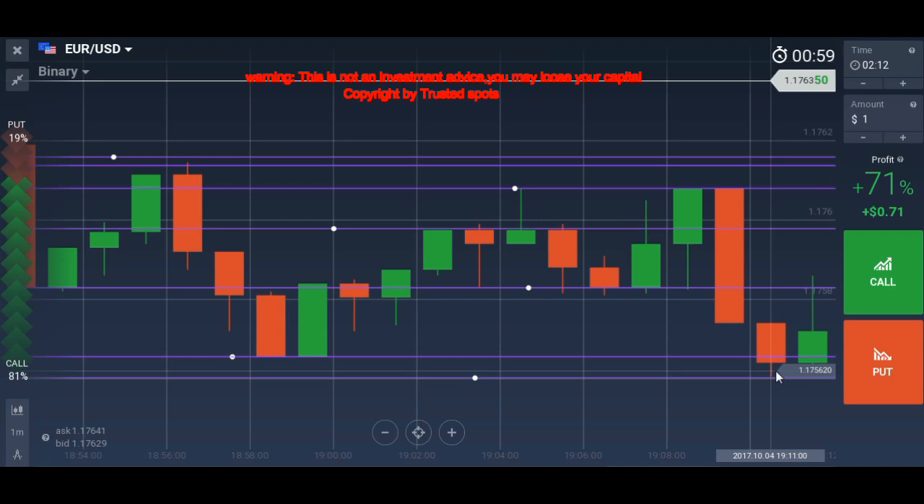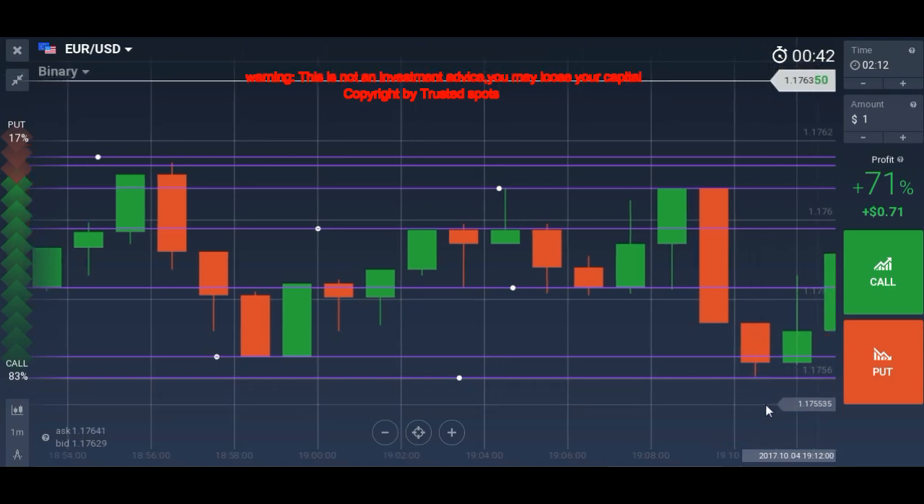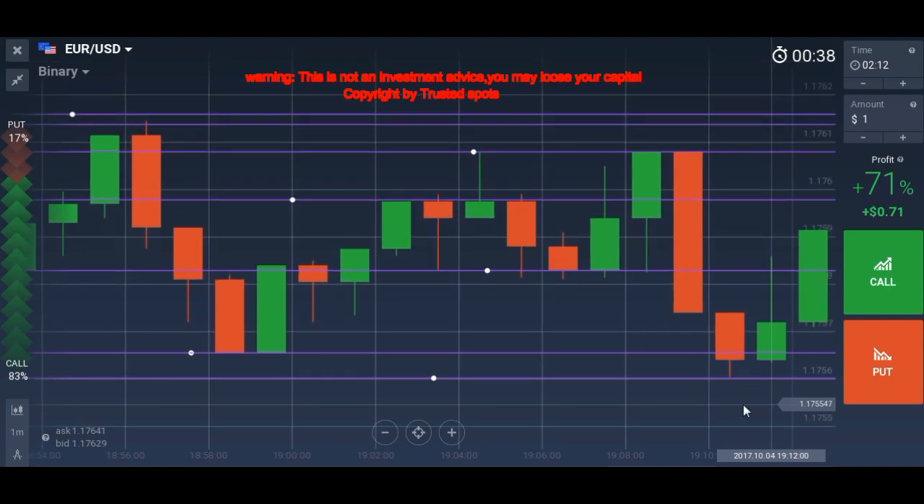Suppose the market starts to go up and hits that level, and if you have a rejection and you have a confirmation, you can place a put. And if the market after this candle starts to go down and enters that area, and if you have a confirmation, you can place a call, and it goes up like a rocket. It is a pure green candle.